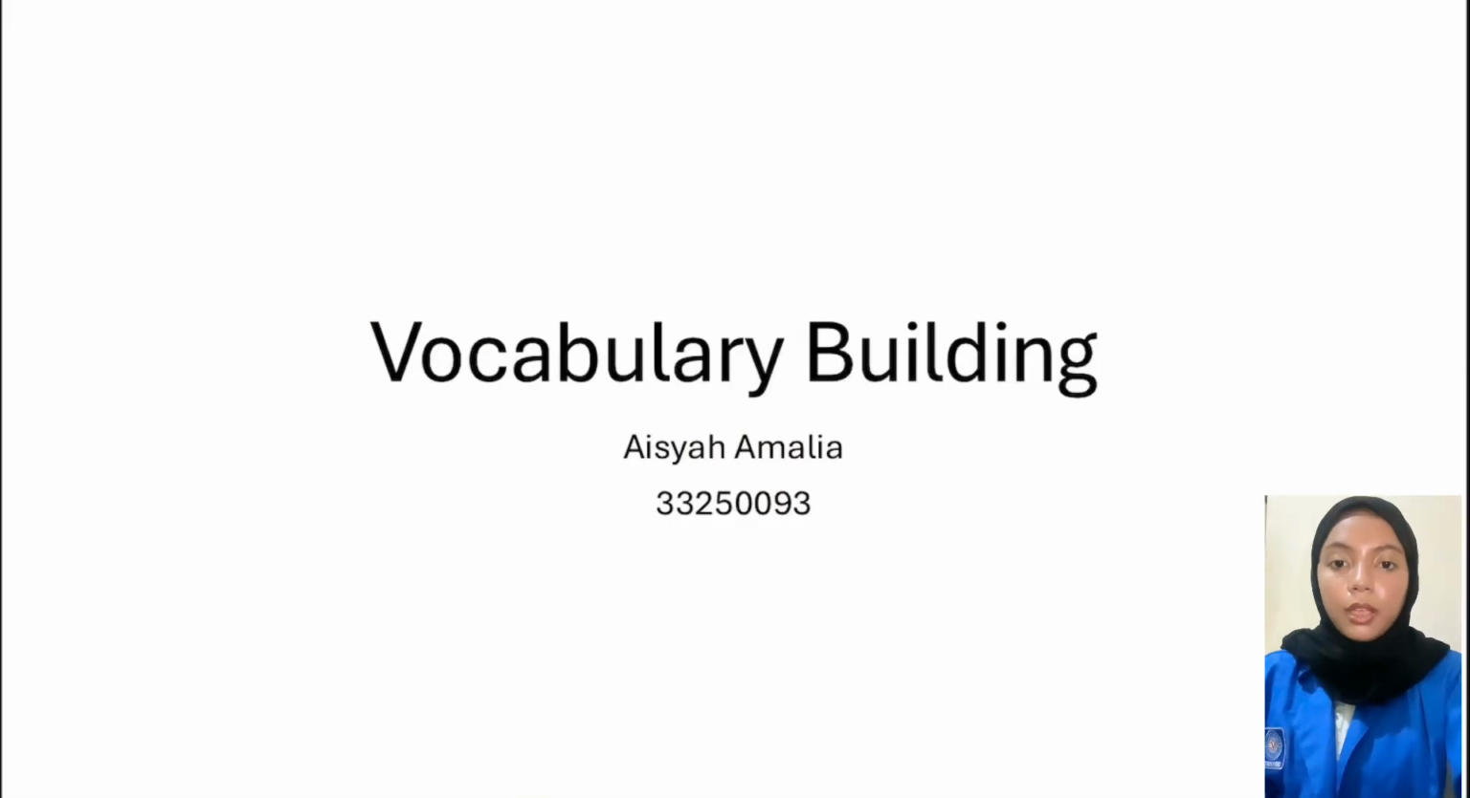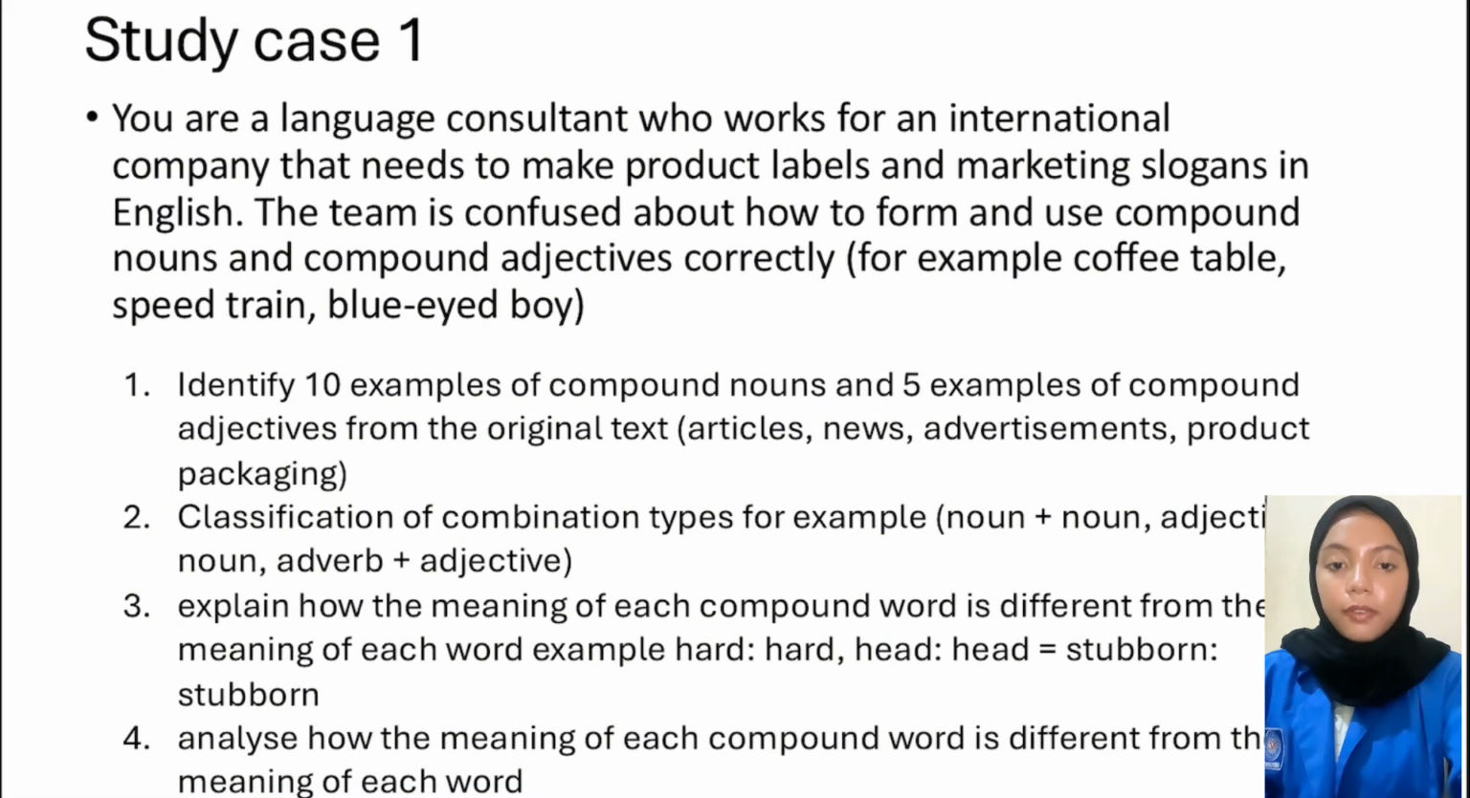Today, I'm going to explain vocabulary building part 2. First task: identify 10 examples of compound nouns and 5 examples of compound adjectives from the original text.